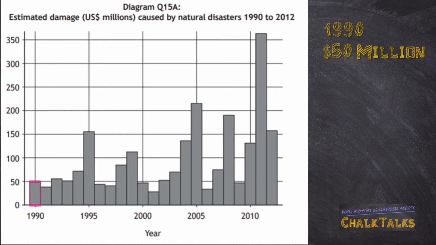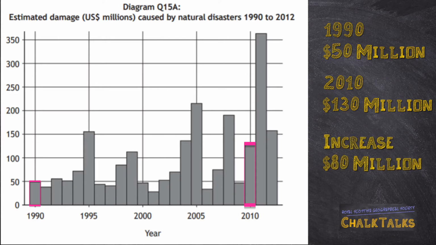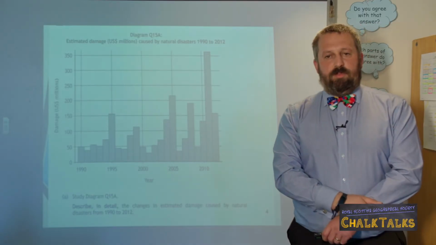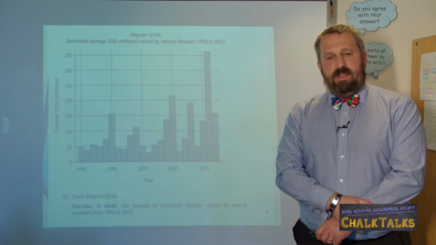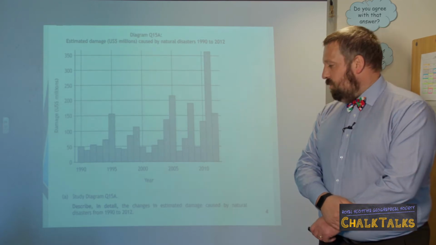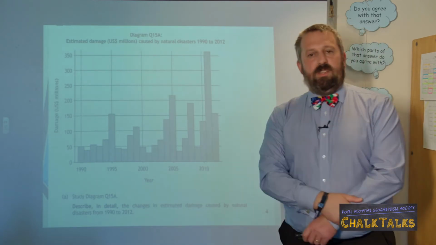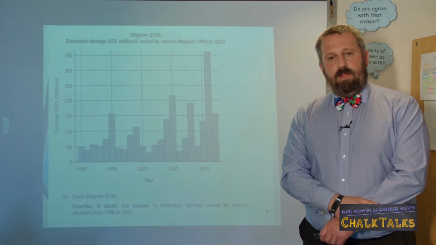For example, in 1990, the amount of damage was $50 million, whereas in 2010, the amount of damage was about $130 million. This is an increase of $80 million. If you find 2 years that have approximately the same figure, it's probably best not to mention them because the question asks you to describe the changes, not the areas where it has stayed the same.